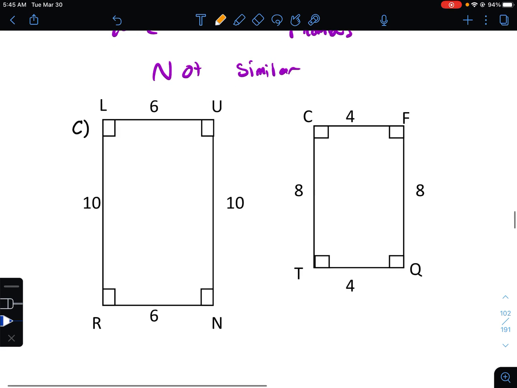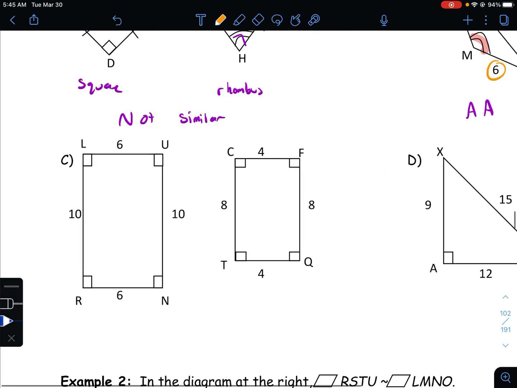All right, next. So this guy has all the same angles. However, it's not a triangle. All right, think about rectangles, right? You could have rectangles that are not similar. So we got that they're all right angles, so they could possibly be similar. But now we need to check the ratios.